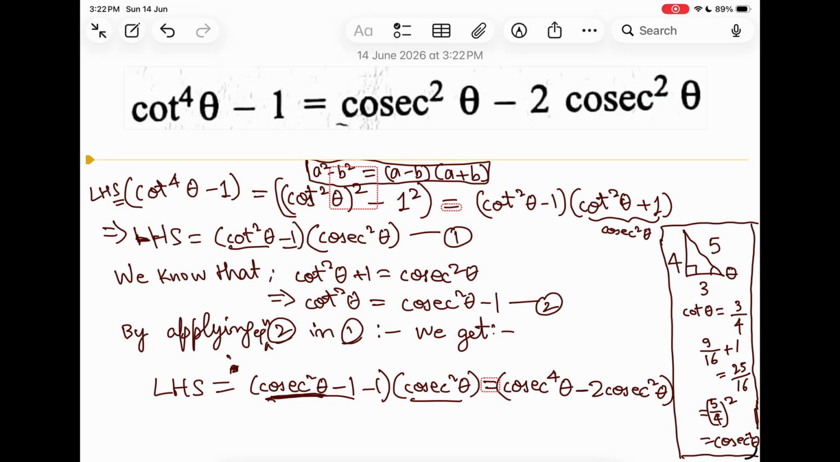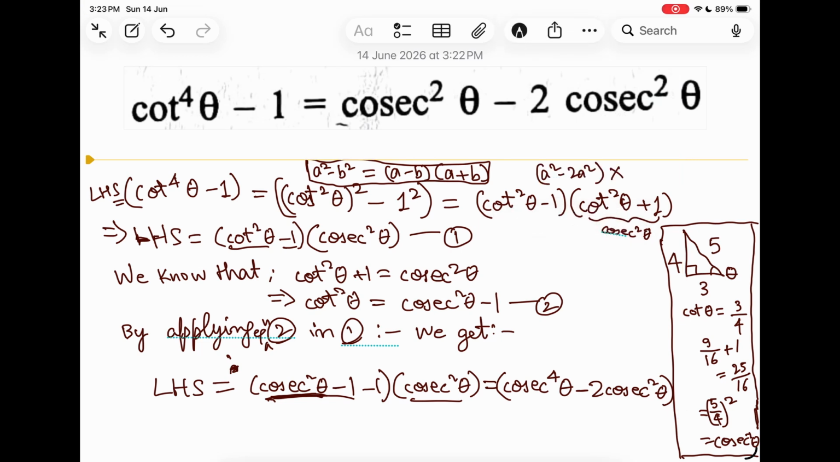But shouldn't it rather be cosec to the power 4 theta instead of writing it separately as cosec square theta minus 2 cosec square theta? So we can all see clearly that there is a typing error over here, and don't worry about it too much. All right, even in CBSE board examinations, typing errors happen. Here it won't be cosec square theta minus 2 cosec square theta. It should rather be cosec to the power 4 theta minus 2 cosec square theta.